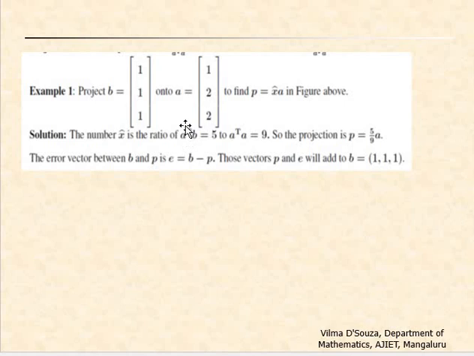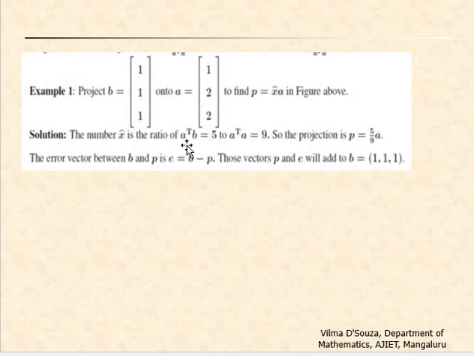Now I have given here one example to find the projection matrix or the projection. Project B, that is the vector B = (1, 1, 1), onto A = (1, 2, 2) to find P is equal to x cap A. As shown in the above figure, you need to find P is equal to x cap A. What is x cap? A transpose B divided by A transpose A. That you need to find now.